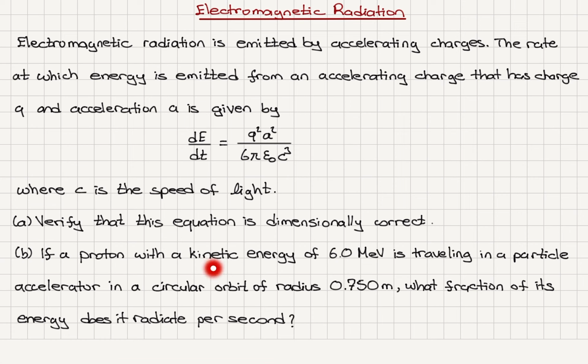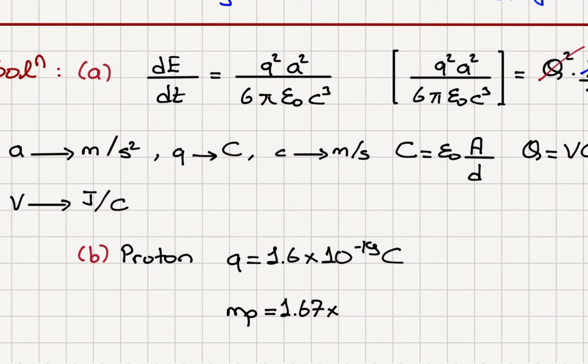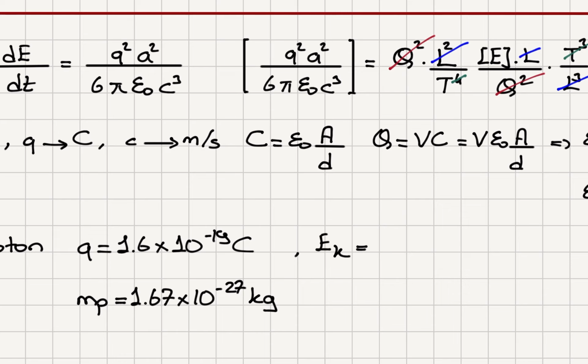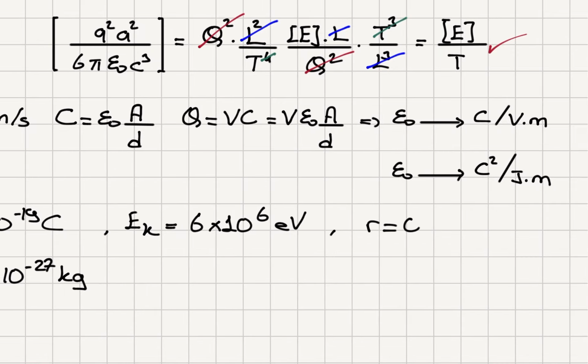Part B, if a proton with a kinetic energy of 6 mega electron volts is traveling in a particle accelerator in a circular orbit of radius 0.75 meters, what fraction of its energy does it radiate per second? Okay, so we have a proton. Proton has charge 1.6 times 10 to minus 19 coulombs. It has a mass 1.67 times 10 to minus 27 kilograms. It's given that it has a kinetic energy of 6 mega electron volts, 6 times 10 to 6 electron volts, and the radius of the circular orbit is 0.750 meters.